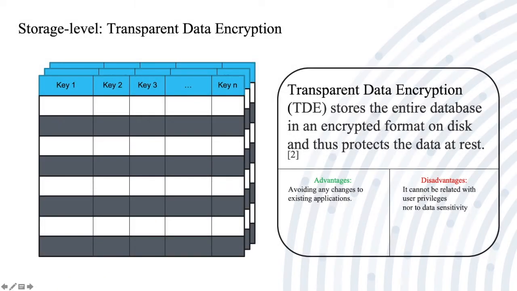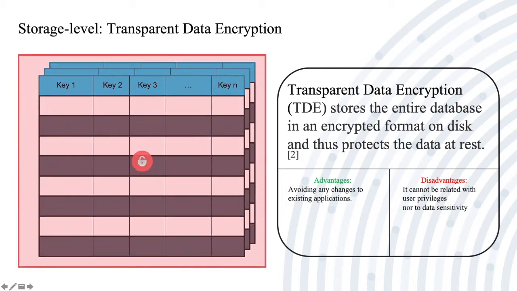On software level, encryption can be applied at various granularities, such as whole database, tables, rows, and columns. Here is the first level of encryption, storage level, which is also called transparent data encryption. It stores the entire database in an encrypted format on disk and thus protects the data at rest. It has the advantage of being transparent, thus avoiding any change to existing applications. However, it cannot consider user privileges and data sensitivity.